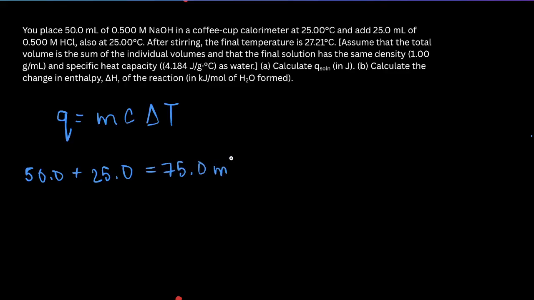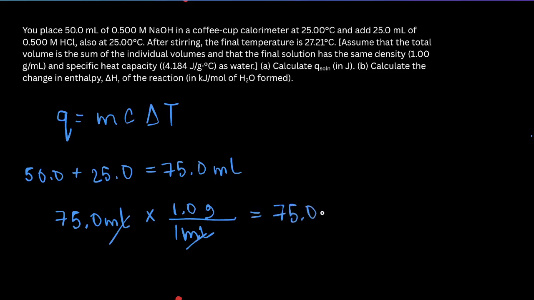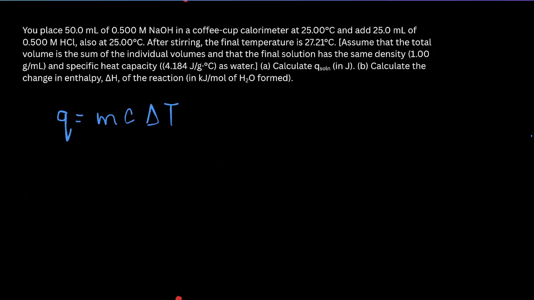75 milliliters. And since the density is given to be 1 gram per milliliter, if we set this up stoichiometrically, we can see that this 75 milliliters of solution with a density of 1 gram per milliliter, we can cancel out our units of milliliters, giving us an answer of 75 grams. And so this is going to be the mass of our solution. This is going to be our M in this problem. So let's just clear this up and take note of that value over here. So our M is going to be 75 grams.